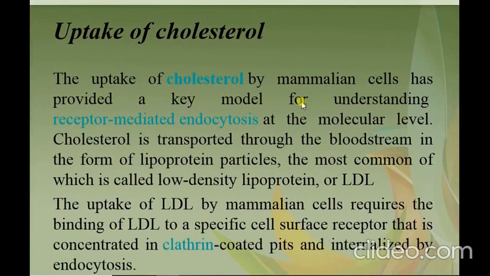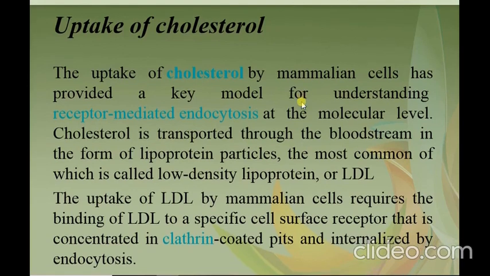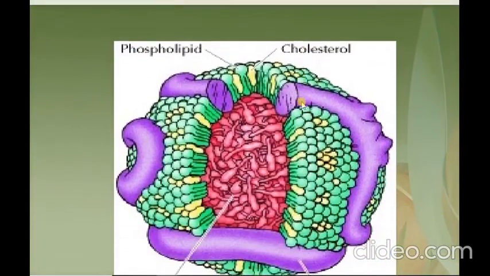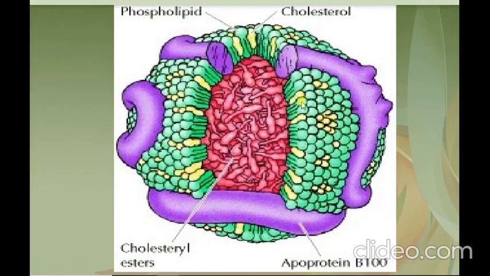An example is the uptake of cholesterol. The uptake of cholesterol by mammalian cells has provided a key model for understanding receptor-mediated endocytosis at the molecular level. Cholesterol is transported through the bloodstream in the form of lipoprotein particles, the most common of which is called low-density lipoprotein. The uptake of LDL by mammalian cells requires the binding of LDL to a specific cell surface receptor that is concentrated in clathrin-coated pits and internalized by endocytosis. This is the diagram. As we can see, cholesterol has been taken up.